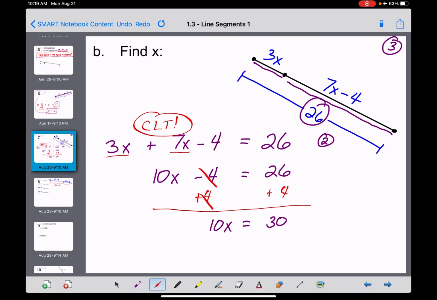And how do we get rid of multiplication by 10? We're going to divide by 10 on both sides. And we're going to get our answer now of x equals, and 30 divided by 10 is 3.